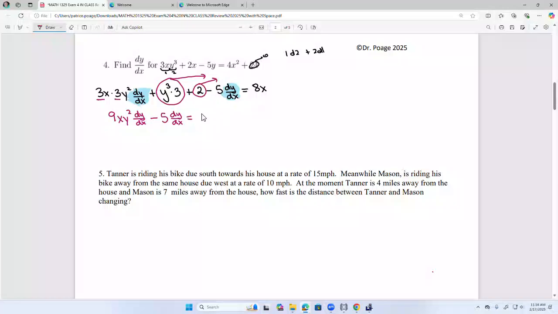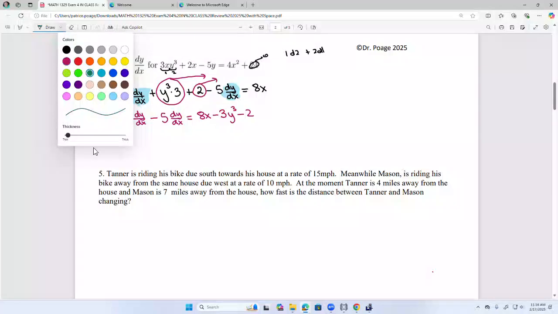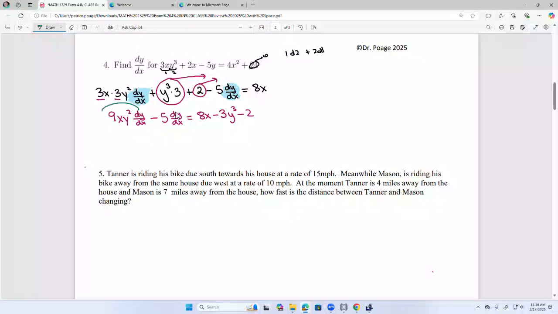So on the other side, I currently have 8x, but I'm going to subtract y cubed times 3, I'm just going to write the 3 in front, minus 2. So I moved all of my constants to the right, or all my stuff that didn't have dy/dx to the right, and I kept my dy/dx terms on the left. Now that everything on the left has a dy/dx term, I can factor it out front, and it leaves me with 9xy squared minus 5.